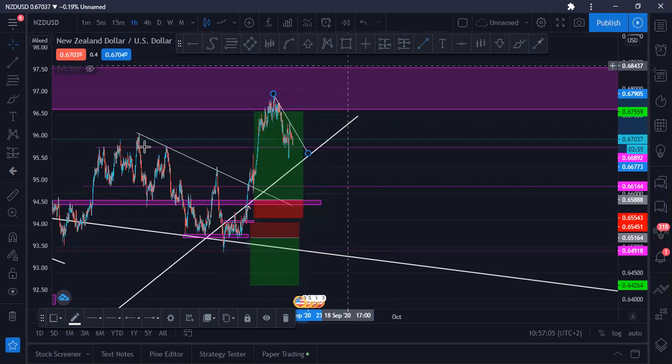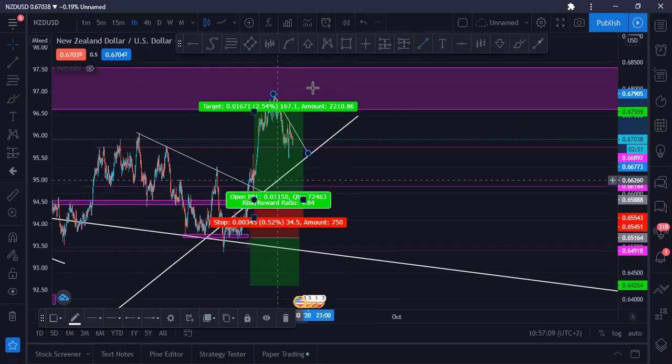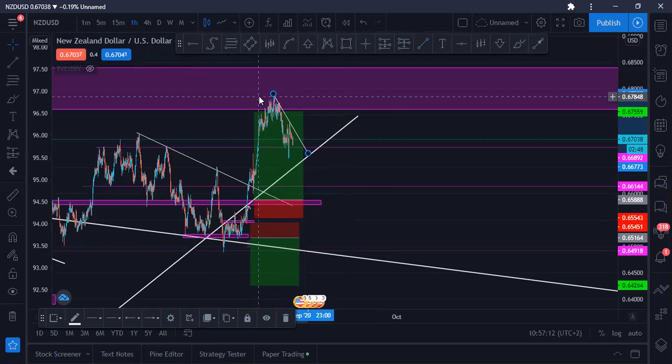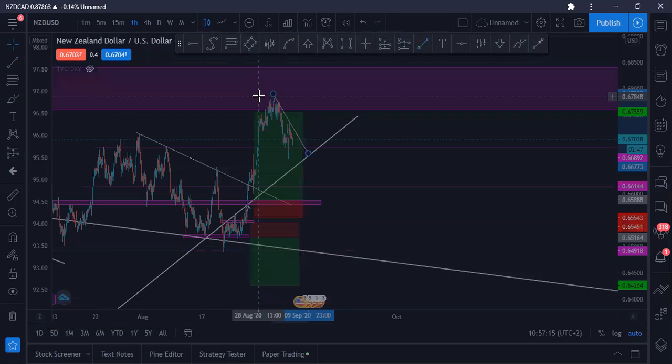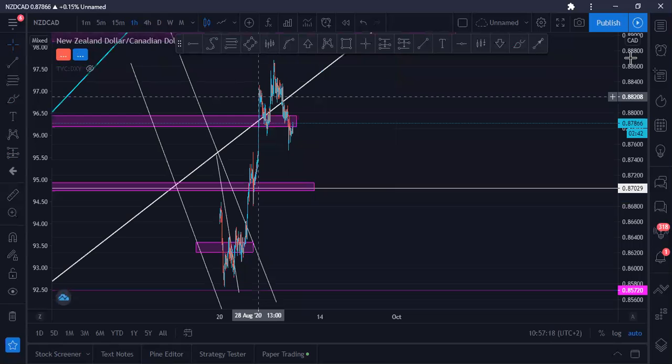We're basically in the middle of this area. And remember what I said, I only like to buy at support and sell at resistance. So we're kind of in the middle right now. Let's see what's happening elsewhere.